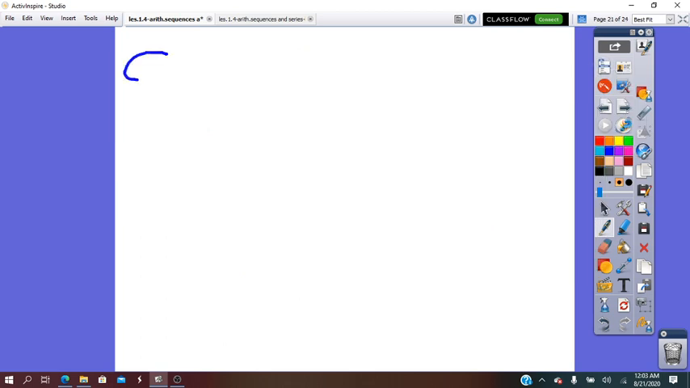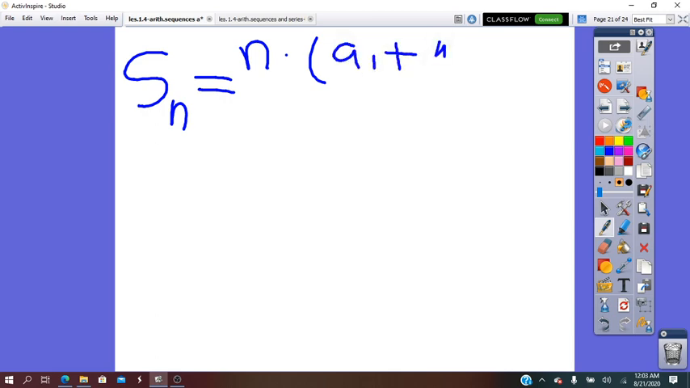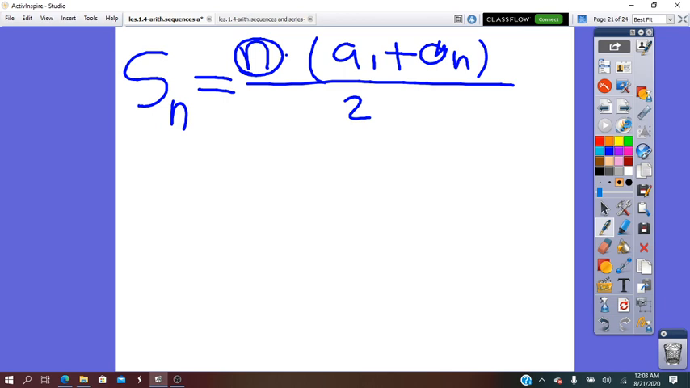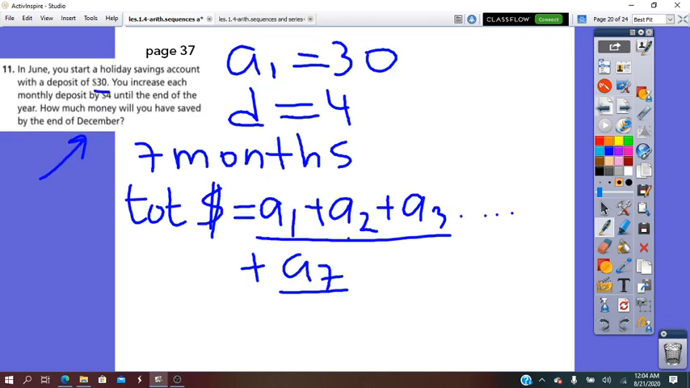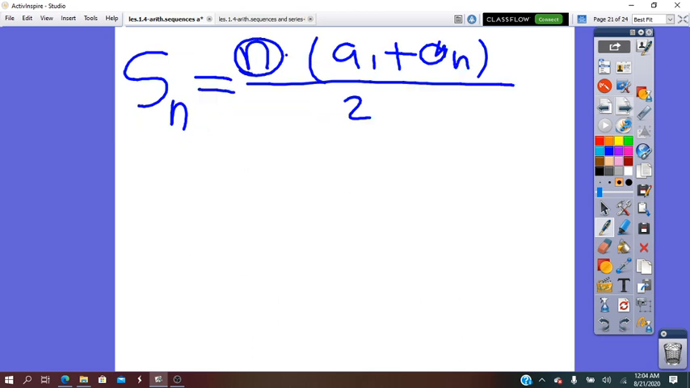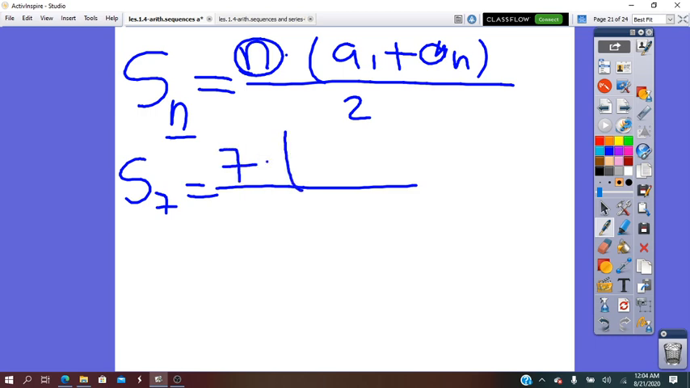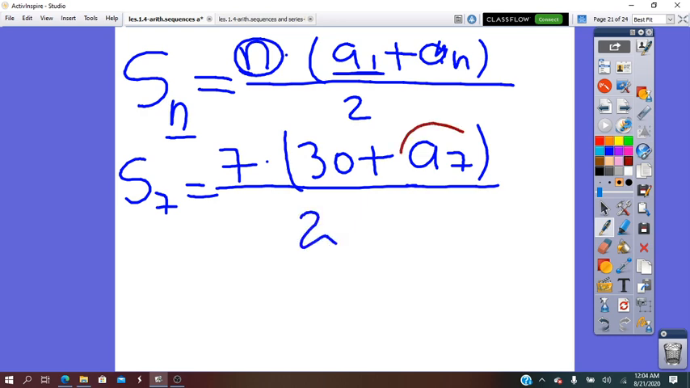And we said that the sum S_n equals n times a1 plus an, all over 2, in which n represents the number of terms. In our case, the number of terms is given by the number of months. From June to December, there are 7 months. So S7 equals 7 times a1, the first month, June, which is $30, plus an, the 7th month, December, all over 2. To continue, we need to find A7. We cannot get the sum because we still don't know A7.